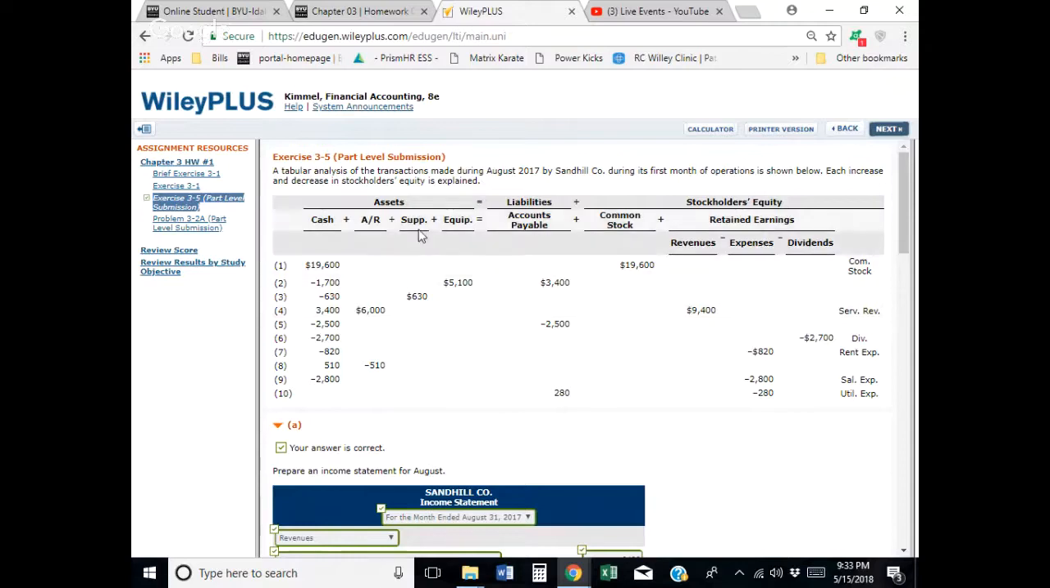All right, we have 1 entry in our supplies account. We have 1 entry in our equipment account. 3 entries in our accounts payable account. 1 entry in our common stock account. 1 entry in our revenues account. 3 entries in our expenses account, and 1 entry in our dividends account.